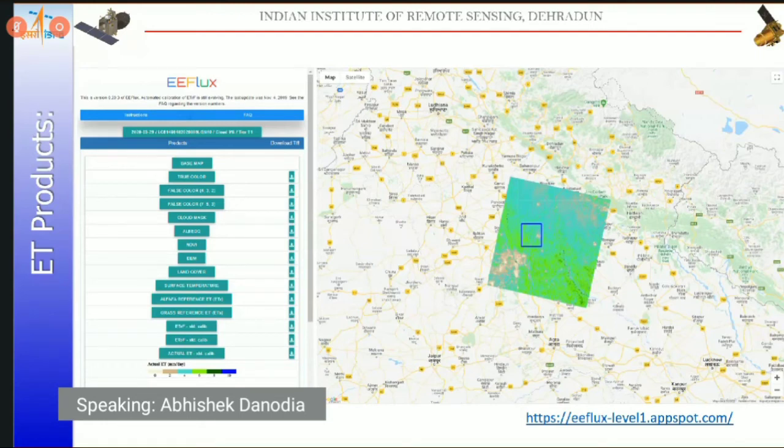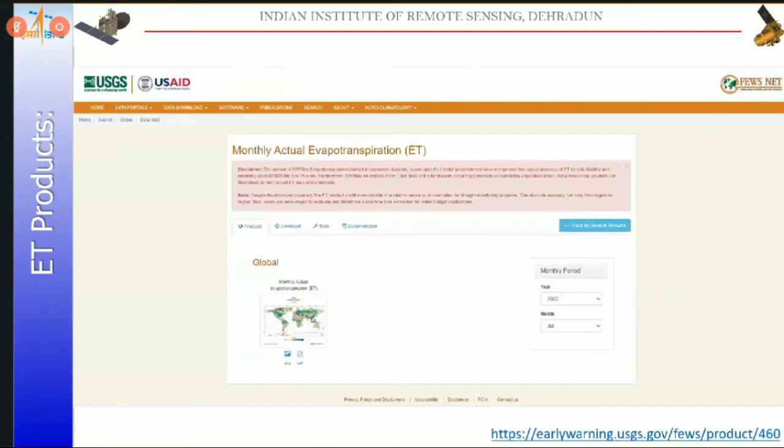Then come to the next, one more type of portal, one more type of ET products. The portal is from the USAID for monthly actual transmission. This is also a monthly actual transmission product, the bottom right one. Here is defined the web link of the website.